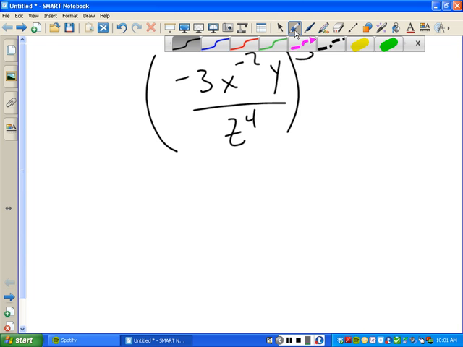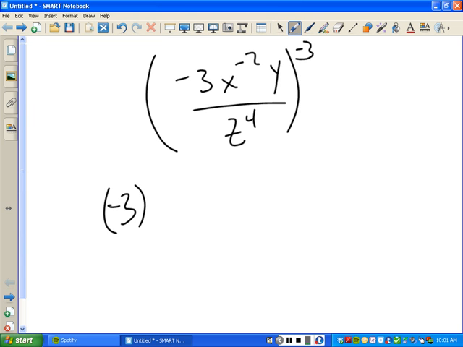I don't know any way to say it. It just gets nasty. -3 to the -3. We're not going to make that 9. A lot of people go -3 times -3 make that 9. We're not going to do that.